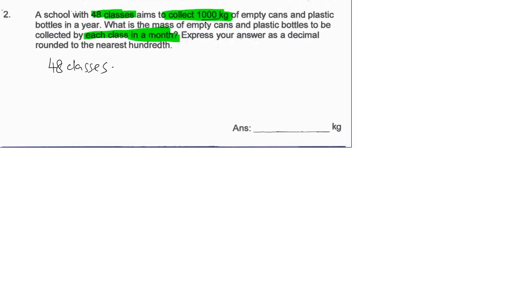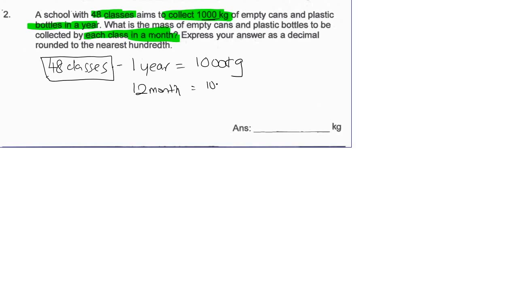Collect 1000 kg. So this is in 1 year, correct? I should highlight this: in 1 year, I need to collect 1000 kg. But it's asking 1 month, how much each class needs to collect. So for 48 classes altogether, in 1 year I need to collect 1000 kg. So 1 year equals what? 12 months, equals 1000 kg. If 1 month, how much do I need to collect?